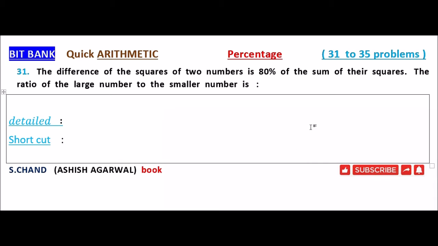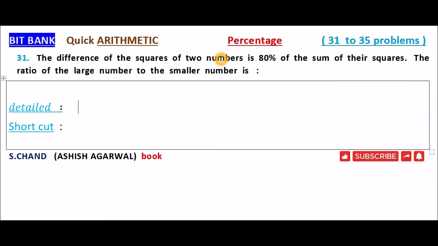In this video, I explain the problems from 31 to 35. Now, the 31st problem: the difference of the squares of two numbers is 80% of the sum of their squares. The ratio of the large number to the small number is?